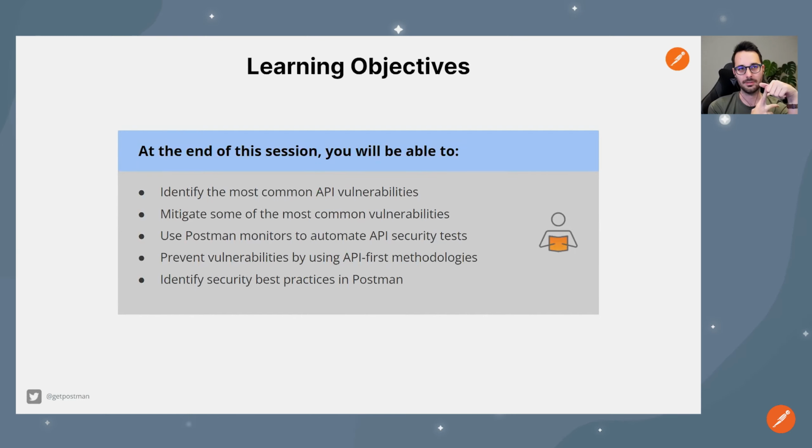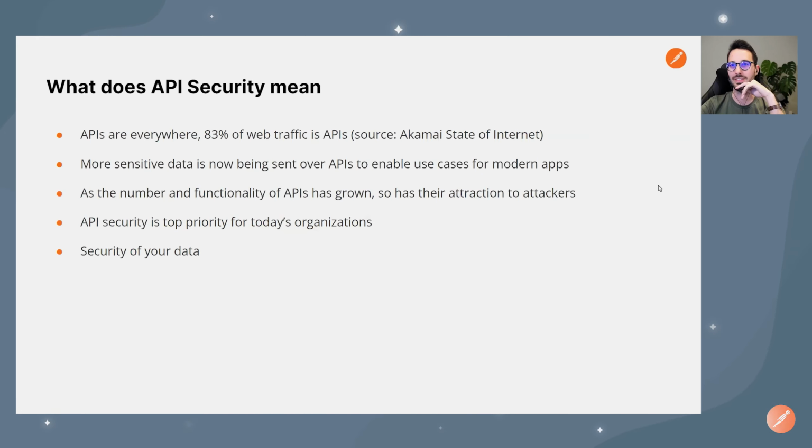You'll be able to use Postman to monitor it and to automate some stuff. Prevent them by taking care of security from the start. So looking at security in API design, and then just talk about security best practices. But with all that, I'm going to leave you with Ronak because he can talk more about it than me, and he's going to tell you all about what API security means.